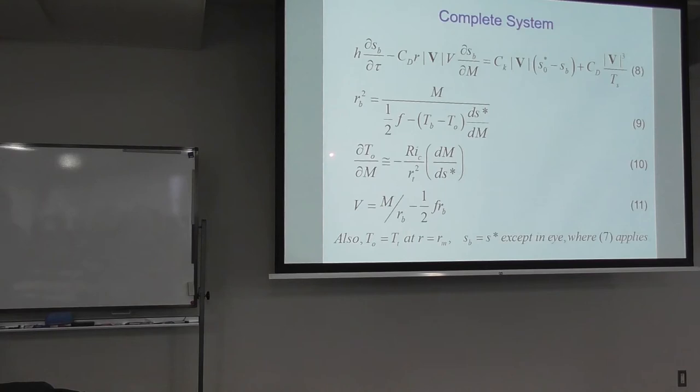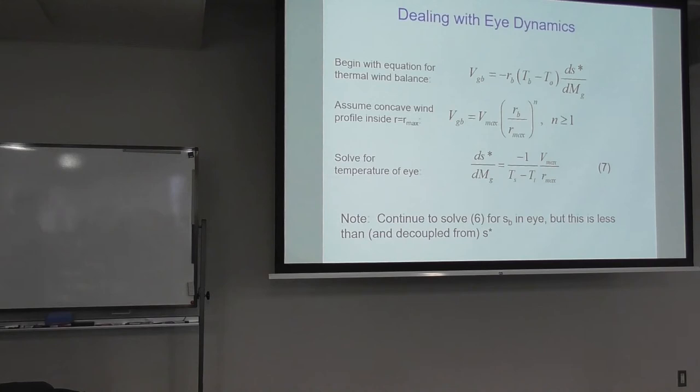S star and SB are the same, except in the eye. We'll come back to the eye in a minute. So for now, consider this to be SB. We are going to specify a critical Richardson number and specify this radius. So we have T naught, which also appears here. That's another variable. This is an equation for that. And then this just relates V and M. So we have S, we have V, we have R, and we have T naught, and we have four equations for that. But in the eye, we have to do something different, and that's going back to this equation. Inside the radius of maximum, we have a different equation. But yes, it's a closed system.